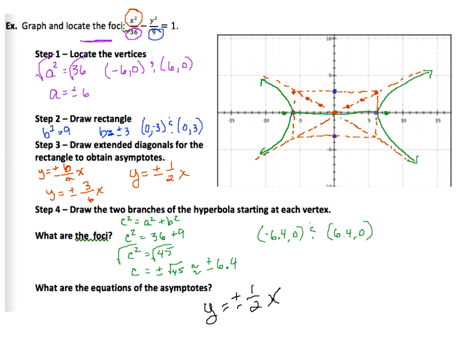You good with the graphing, Jessica? At least the graphing when it's centered at the origin. Excellent. We'll move forward.